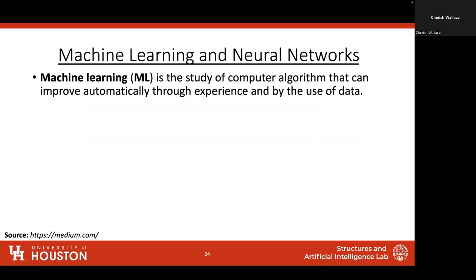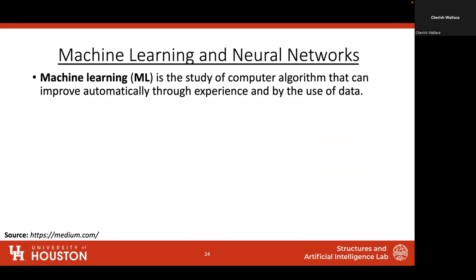Next, I'll be talking about machine learning and how we are going to implement it. Just to give you an idea of how machine learning and neural networks can be employed, and what they are: as per Wikipedia, machine learning is the study of computer algorithms that can improve automatically through experience and by the use of data.